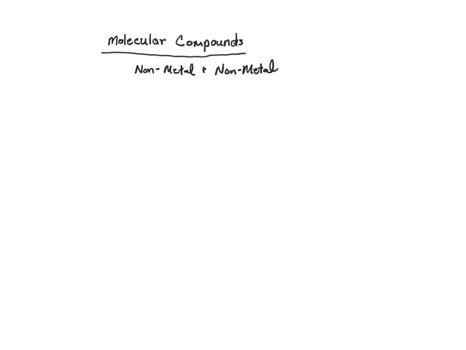There are some similarities with how we deal with molecular compounds to what we saw with ionic compounds, but there are also some key differences. The biggest difference is that we're not going to be dealing with charges. Since we're dealing with nonmetals bound to nonmetals, we don't have a clear cation or anion. Not only that, molecular compounds are a little bit strange.